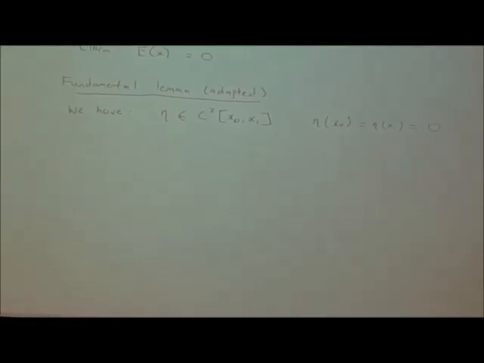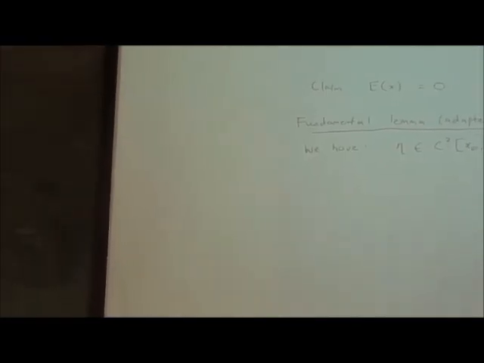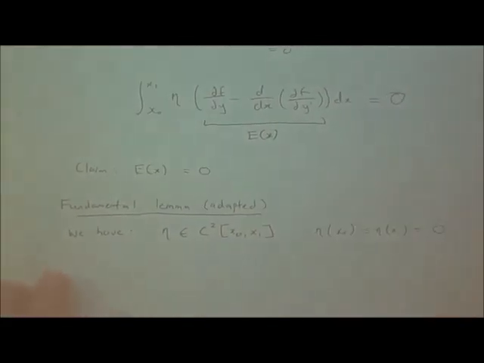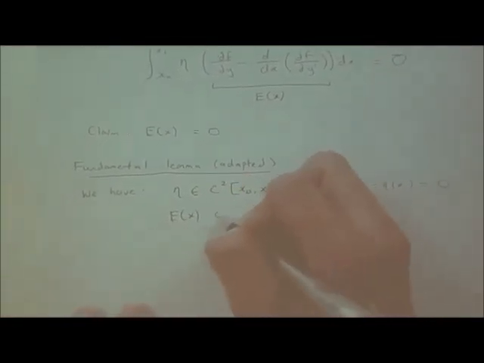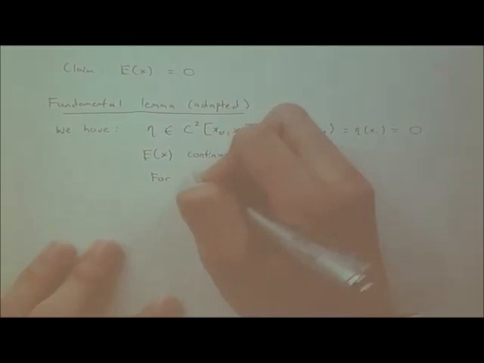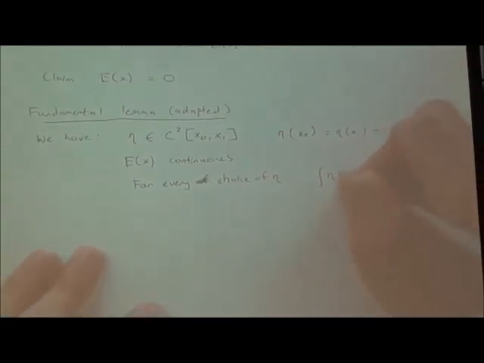Now this is where we need our conditions here. Assume that f has continuous second order partial derivatives with respect to x, y, and y prime. What this does is that if you look over here, we've only got second order derivatives at most. If you expand this term out, you'll get partial derivatives, but at most they'll be second order. So what this means is that e of x is going to be continuous. And we have that for every choice of eta, we have this integral equaling 0.